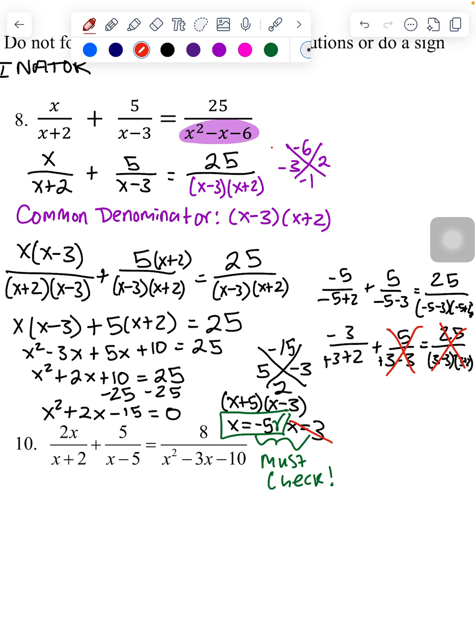So positive 3 does not work. Positive 3 in this case is that extraneous solution. We didn't do anything wrong to find that positive 3 is a solution.